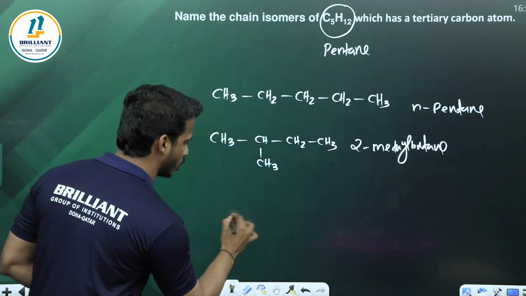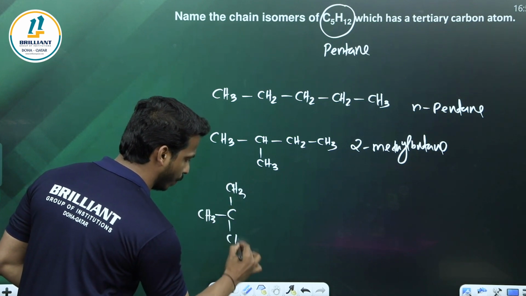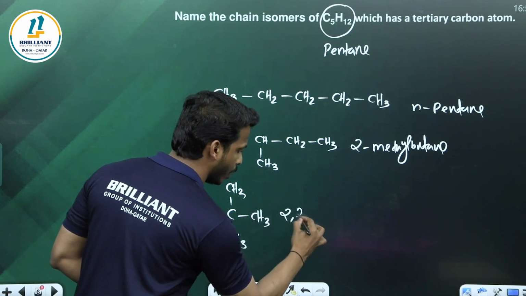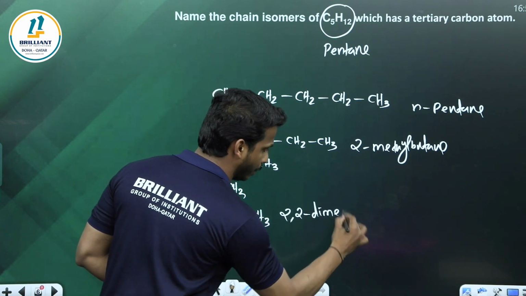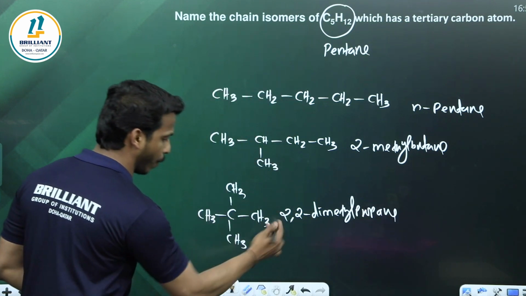What is one more possible? One carbon attached to 4-methyl group. What do we call this one? 2,2-dimethyl propane.